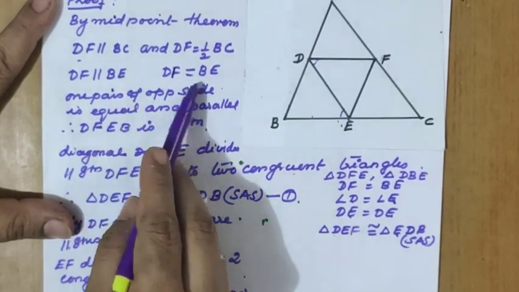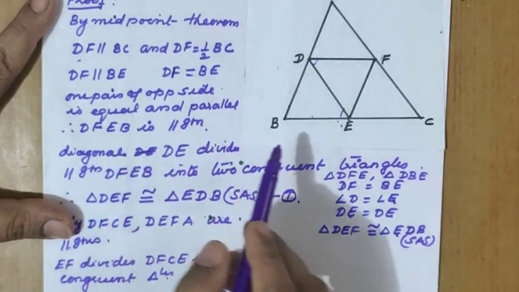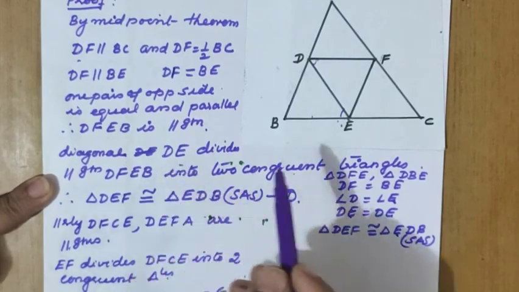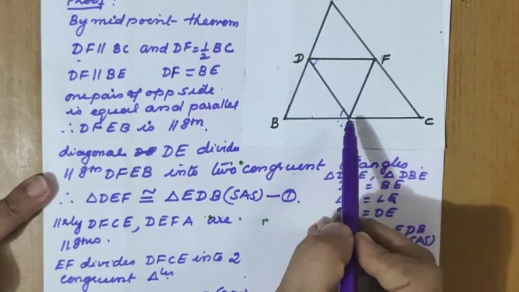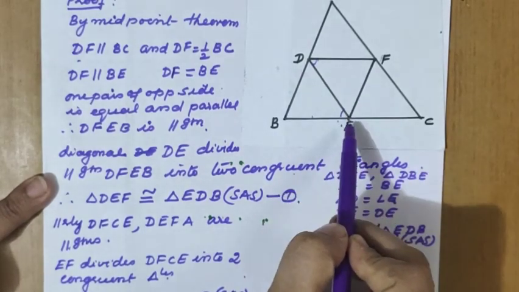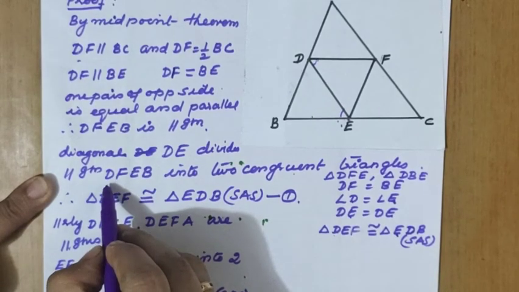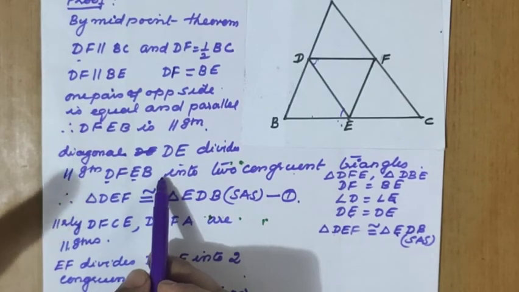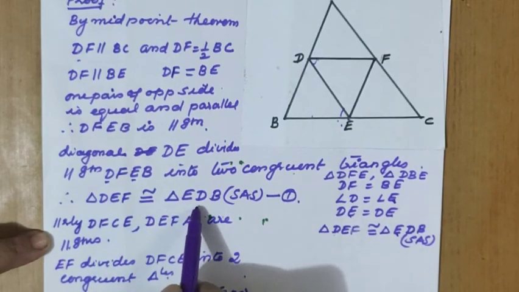Now one pair of opposite sides is equal and parallel. Then what is the concept here? DFEB is a parallelogram. So that property we have used here. Now what is the next step? See the diagram, then only you can understand very well. In DFEB, DE is the diagonal. What is the diagonal we have taken? D and E. So we learned the first theorem in this chapter, that a diagonal divides the parallelogram into two congruent triangles. So triangle DEF congruent to triangle EDB.